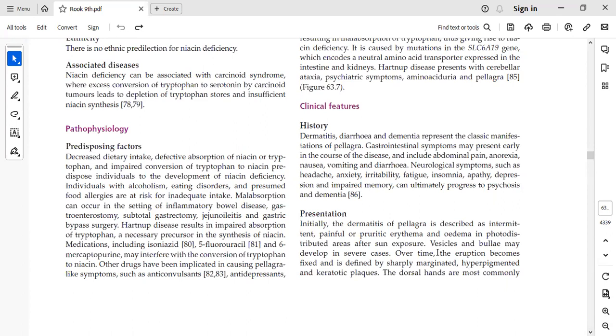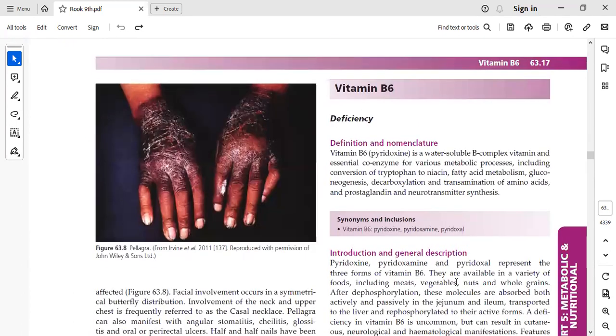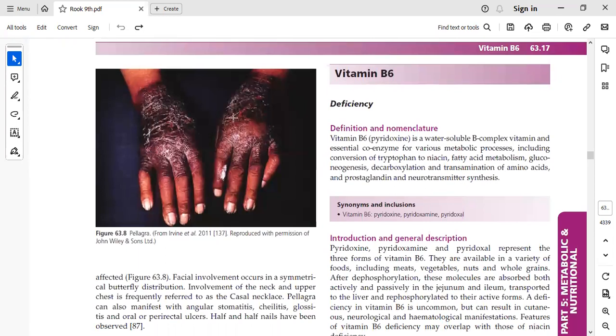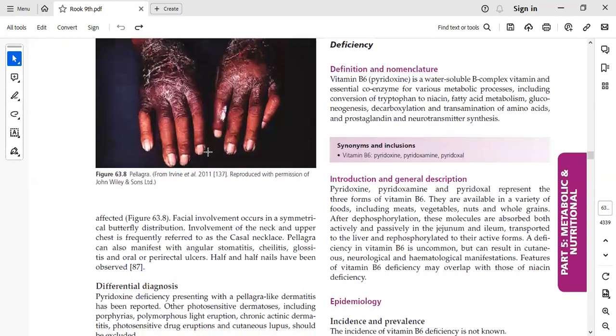There's also involvement of the face in butterfly distribution, and there is, as you can see, hyperpigmented keratotic plaques in the photoexposed areas. These are the dorsal aspect of the hands, showing pellagra dermatitis. There is also facial involvement in the butterfly distribution, and also involvement of the neck and the upper chest, a condition known as Casal necklace. And again, vitamin B deficiency typical manifestations: angular stomatitis, cheilitis, and glossitis, along with oral ulcers. There have been a few reported cases about half and half nails involvement as well.